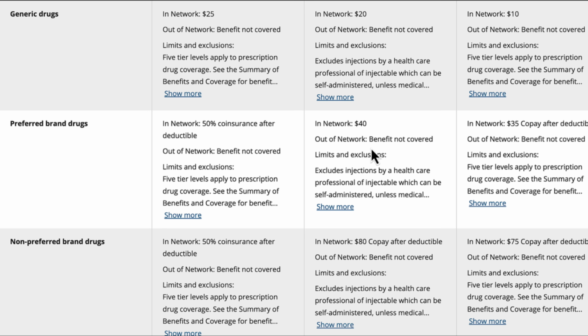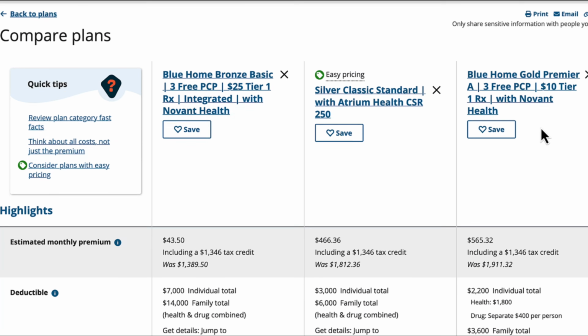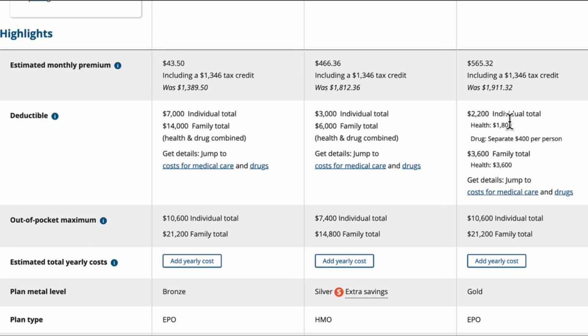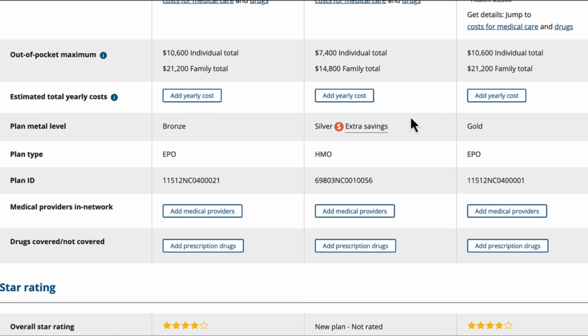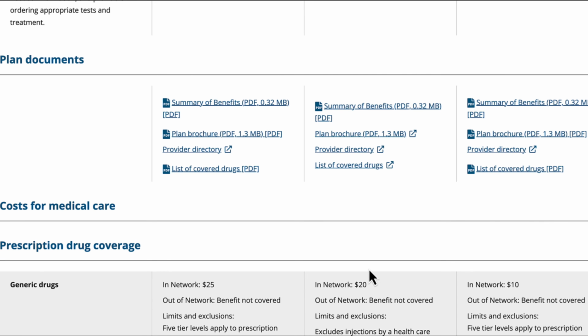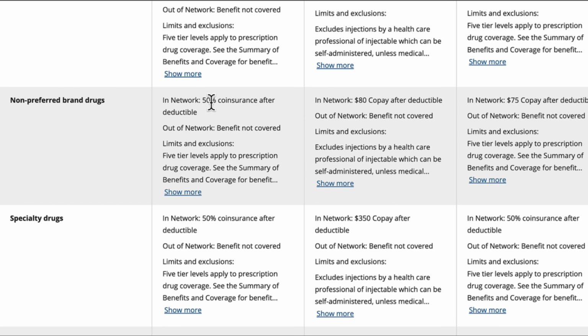As opposed to this plan, $40, no discussion of deductible. And this plan, $35 copay after deductible. However, this is that plan with the separate drug deductible. So no, you are not having to pay $1,800 out of pocket. You're having to pay $400 out of pocket. So we're already seeing that the silver plan seems to be weighing in our favor with prescriptions. Let's scroll down. In-network 50% coinsurance after deductible, already starting to really stack up there.